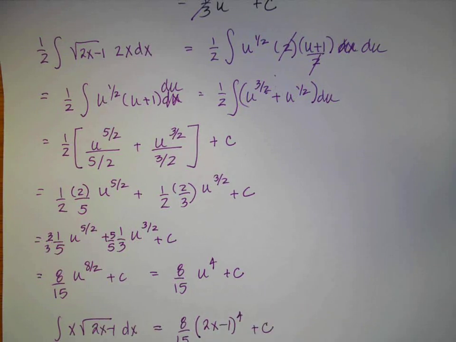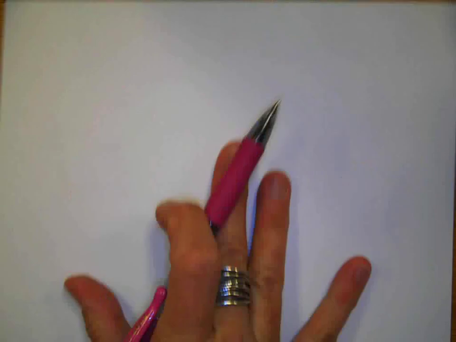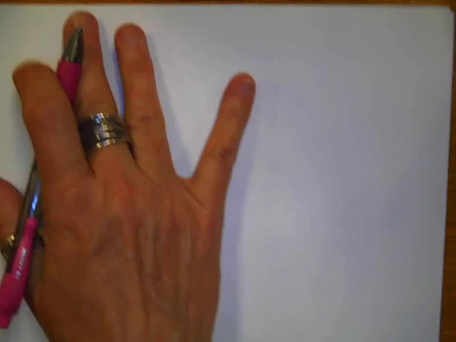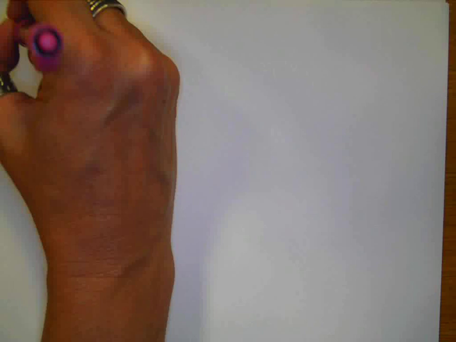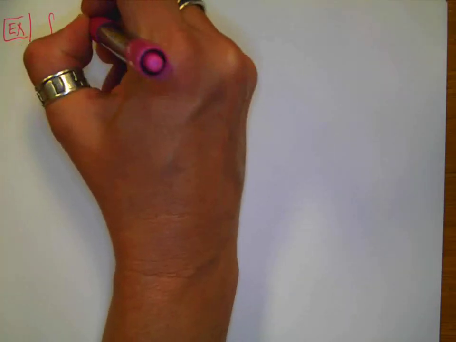2x minus 1 to the 4th plus c. Now we're done. Sad day. So that's a nice way to finish that problem, since it only took me 2 tries. All right, in our next example, sorry that made your video just a little bit longer.